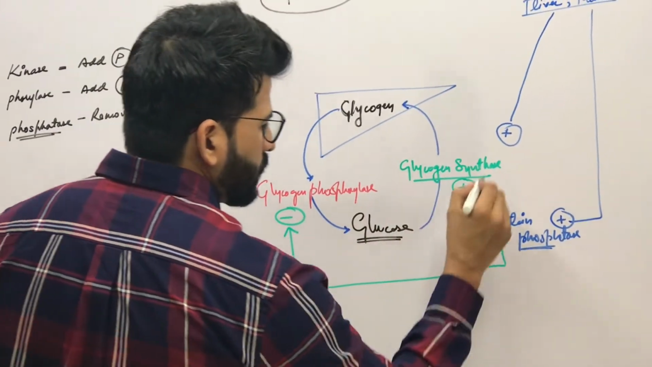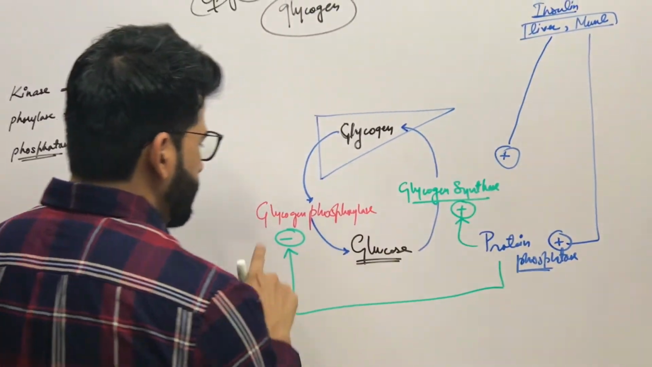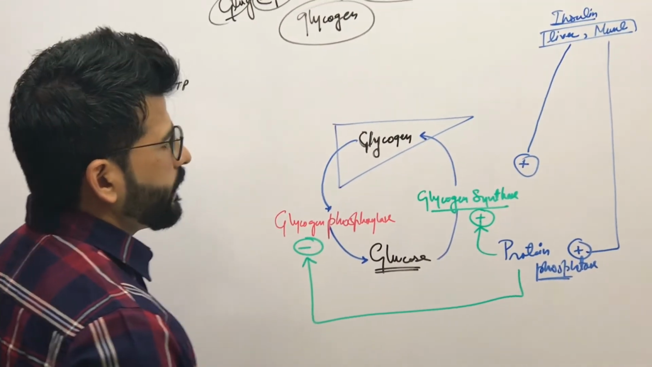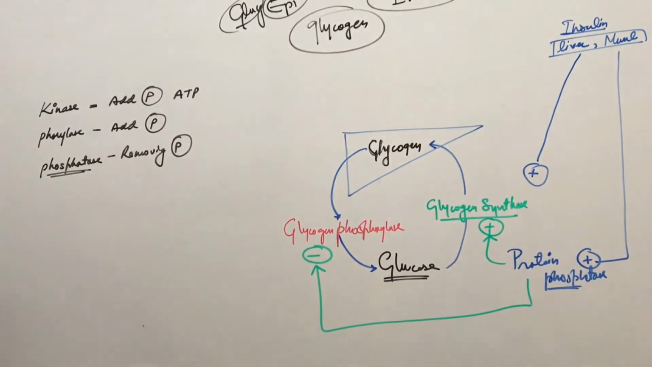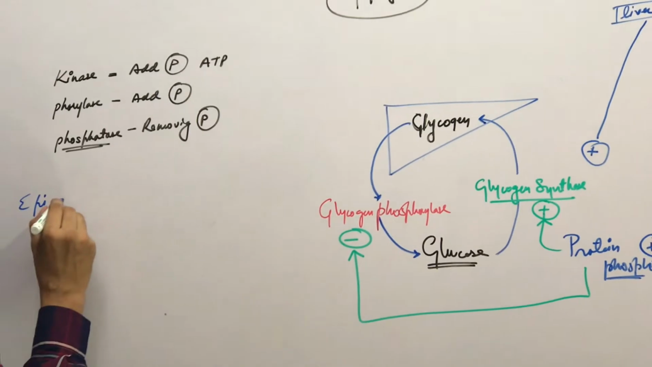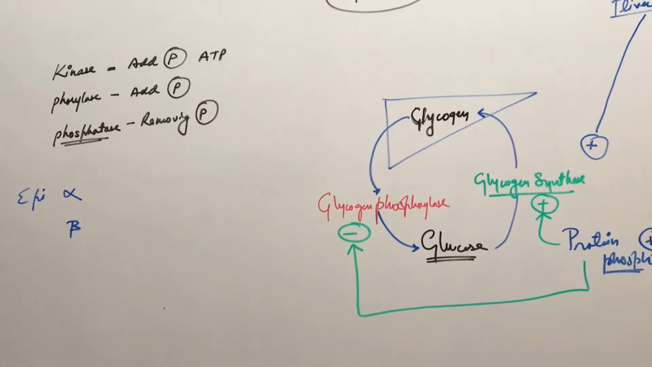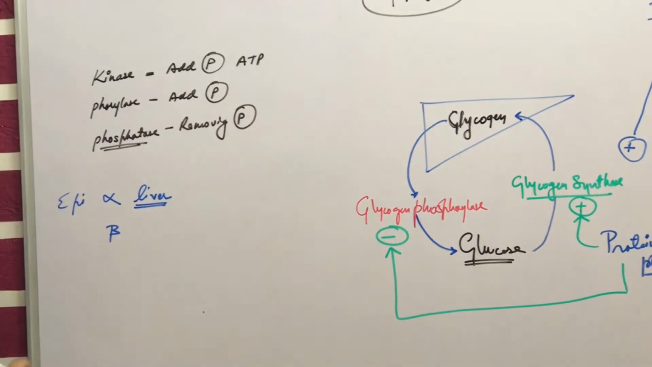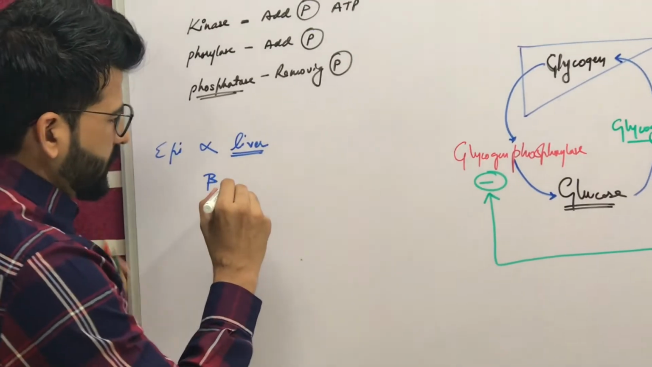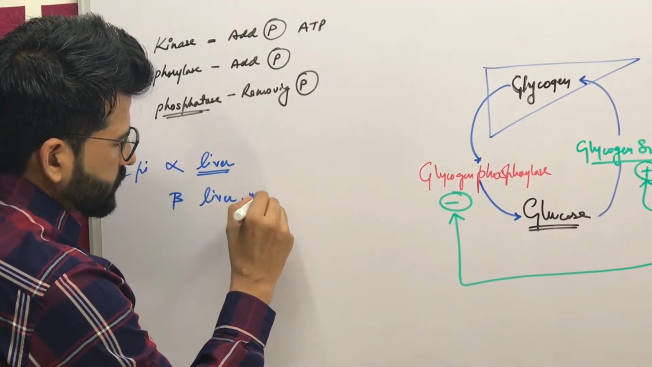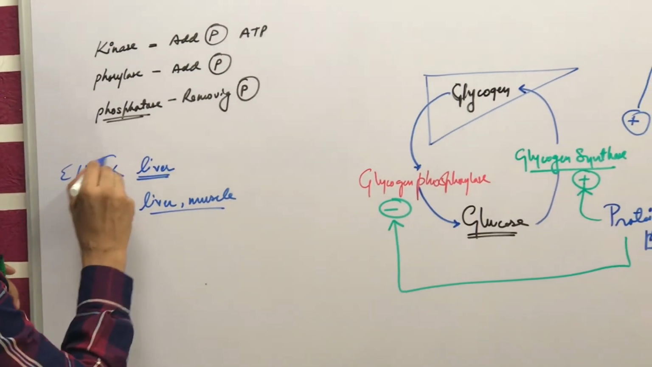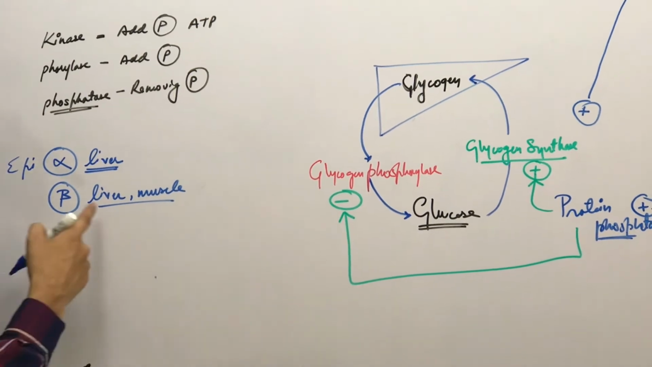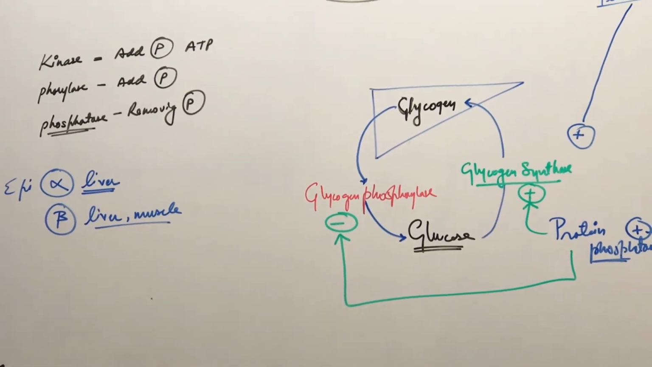So indirectly it is helping this enzyme and it is inhibiting glycogen phosphorylase. Now the epinephrine has two kinds of receptors, alpha receptor and beta receptor. The alpha receptors are specialized locally on the liver cells, and beta receptors are present on liver as well as on the muscles. So if you find alpha receptors of epinephrine, they will be present specifically on the liver, and the beta receptors will be present on both liver and the muscles.